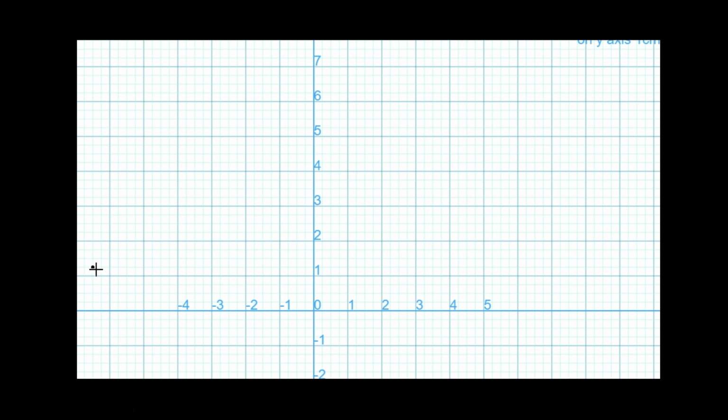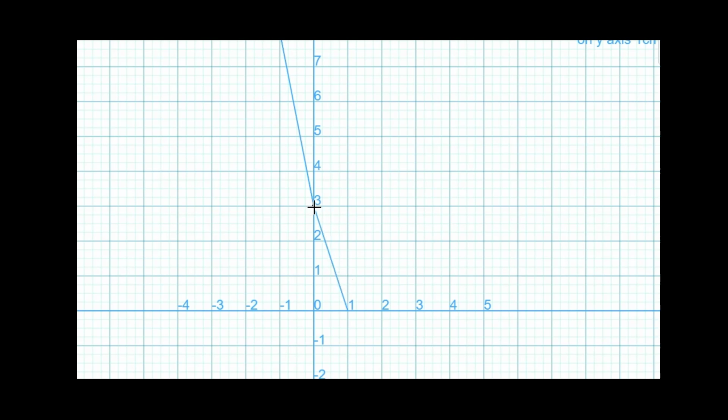Now I am going to plot the coordinates which I have got from the table. The first coordinate is minus 1 comma 8. In the x-axis it is minus 1 and in the y-axis it is 8. So here. And the next coordinate is 0 comma 3. In the x-axis we have 0 and in the y-axis it is 3. So we have to mark the point here and draw the line. And the next coordinate we have is 1 comma 0. Here in the x-axis it is 1 and in the y-axis it is 0. So here will be the point. From here we have to join this.